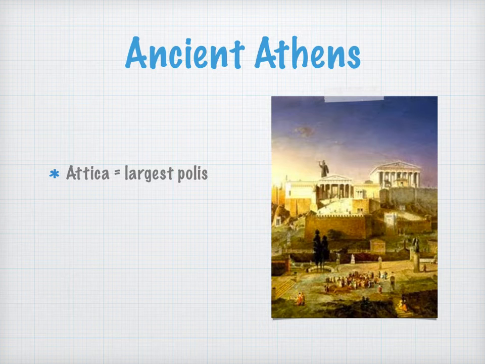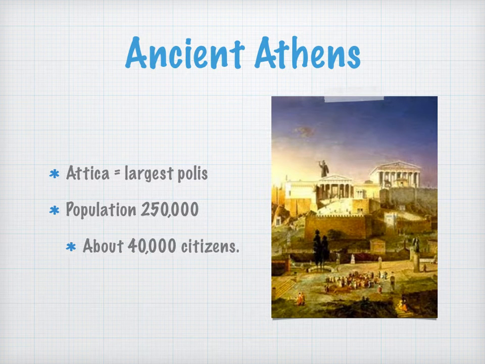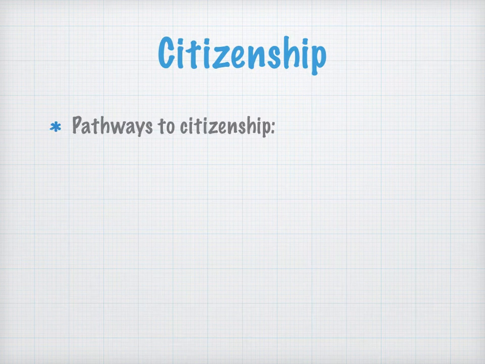Athens was part of the polis of Attica, and this was the largest Greek polis. At the time when Sophocles was writing, which we're studying, there were about 250,000 people living in Athens. The next largest probably was about 100,000. So Attica is much, much bigger than any other polis. About 40,000 of those were citizens. The rest, remember, would have been women, foreigners, slaves, and children.